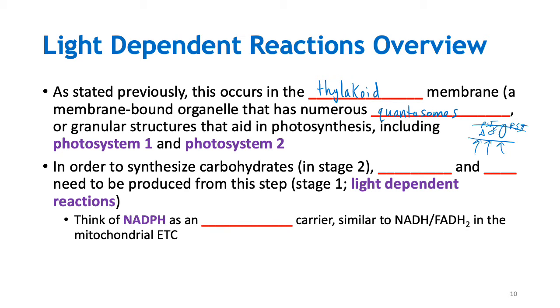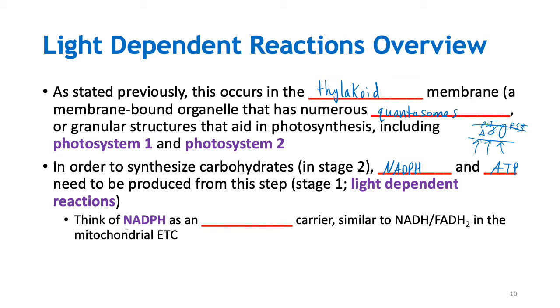In order to synthesize carbohydrates in stage 2, you do need the NADPH and the ATP derived from stage 1, which I'm going to be talking about in these light-dependent reactions. Now, a byproduct that's not used anymore in photosynthesis is oxygen, okay? Oxygen, what we're breathing, ends up leaving the plant cell via the stomata, which is just a tiny pore in the leaf structure that allows for gas exchange.